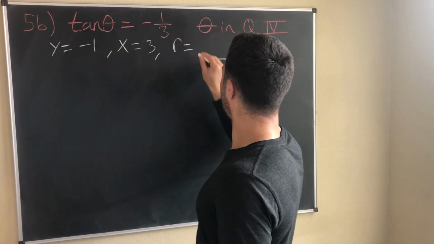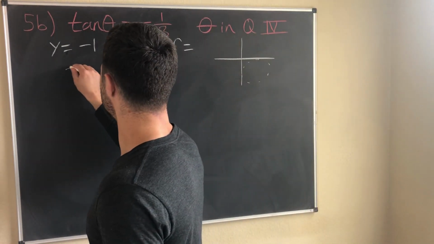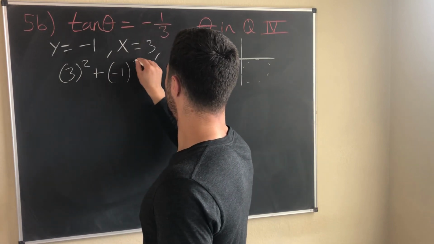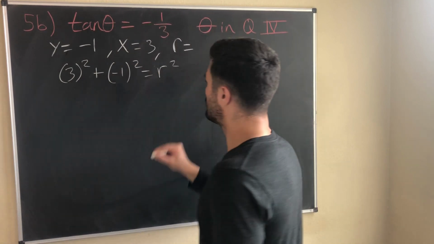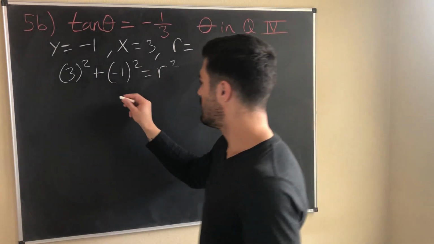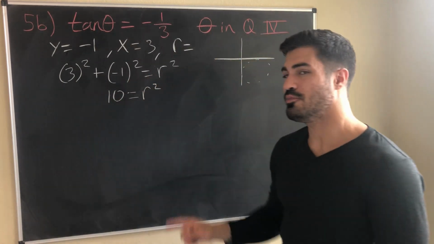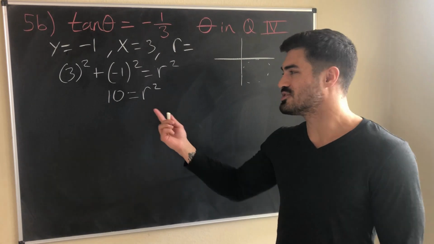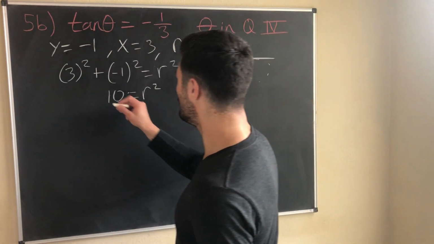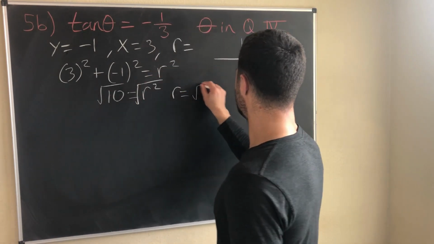We need to find r, and we're still going to use the Pythagorean theorem. So we have 3 squared plus -1 squared equals r squared. That's going to give me 9, plus 1, that will combine to be a 10. I have 10 equals r squared. And when I square root both sides, do I need a plus or minus? No, because r is always positive, right? R is a distance. So I just take the principal root. I have r equals root 10.